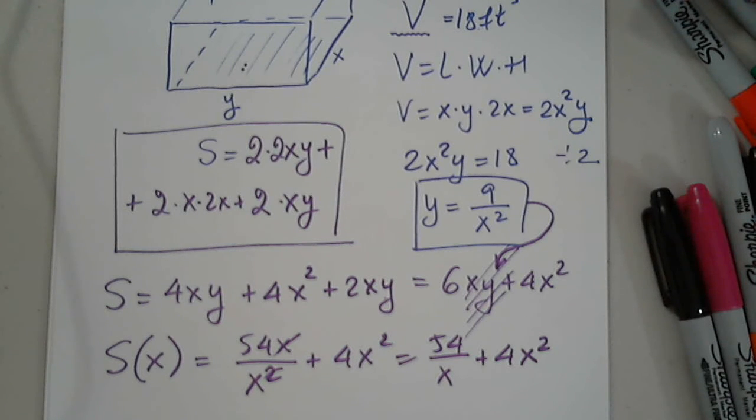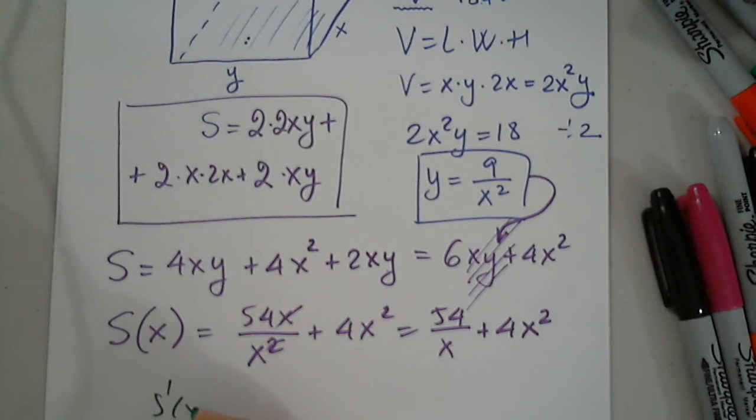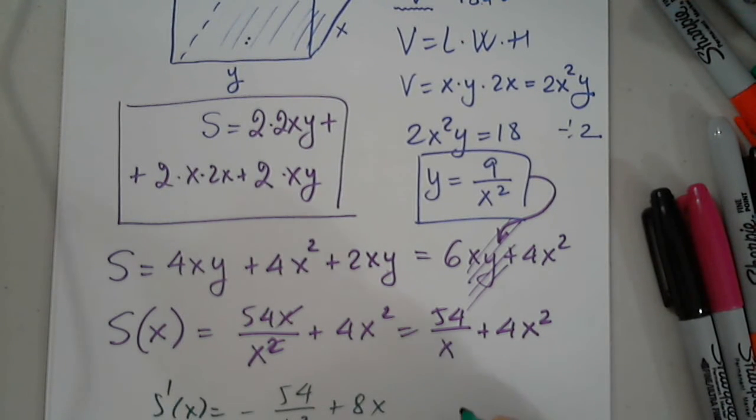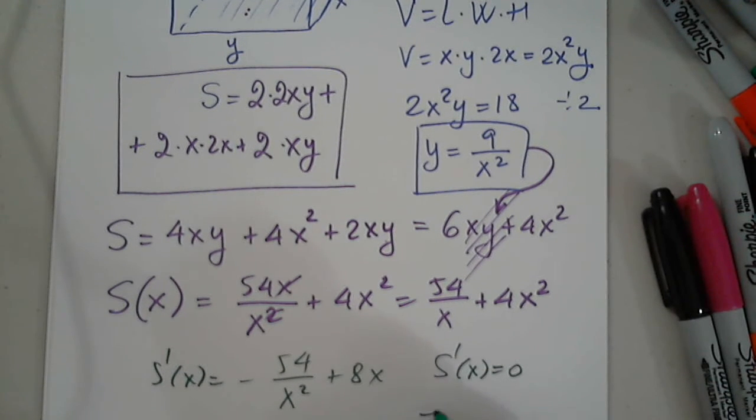So this was the difficult part. Now the calculus part is pretty straightforward, I hope. Because I have to differentiate. I get negative 54 over x squared plus 8x. And of course I have to set it equal to 0. And I find negative 54 plus 8x cubed, divided by x squared, equals 0.